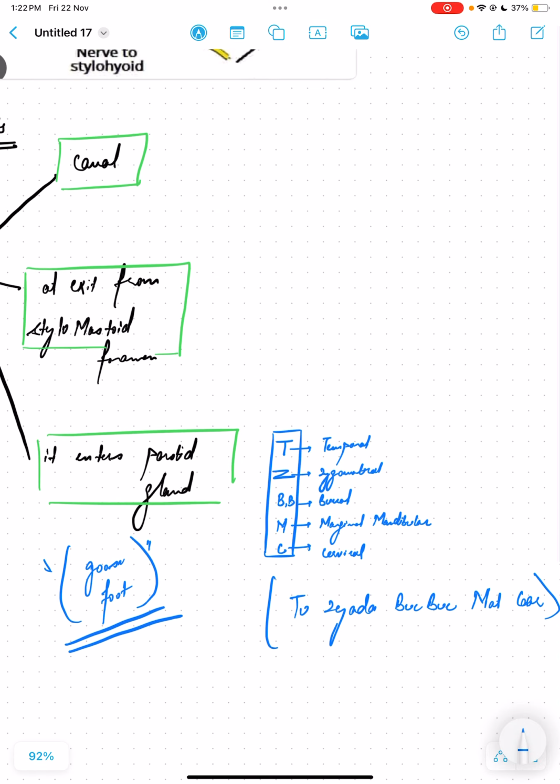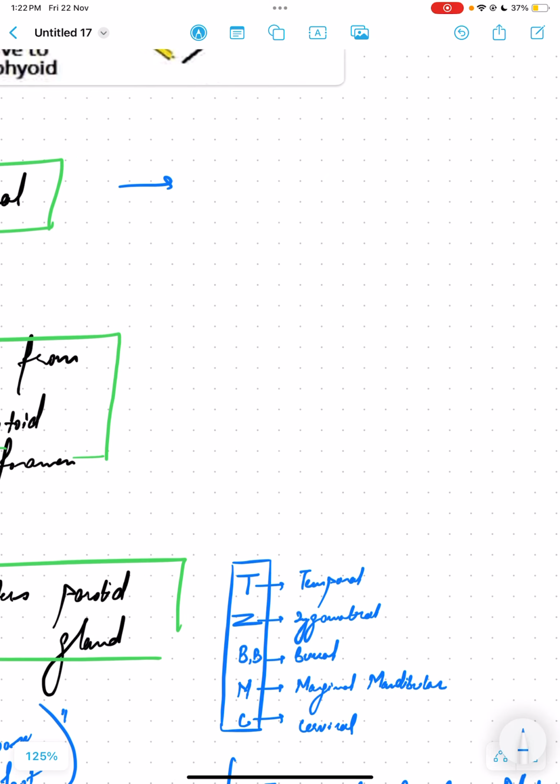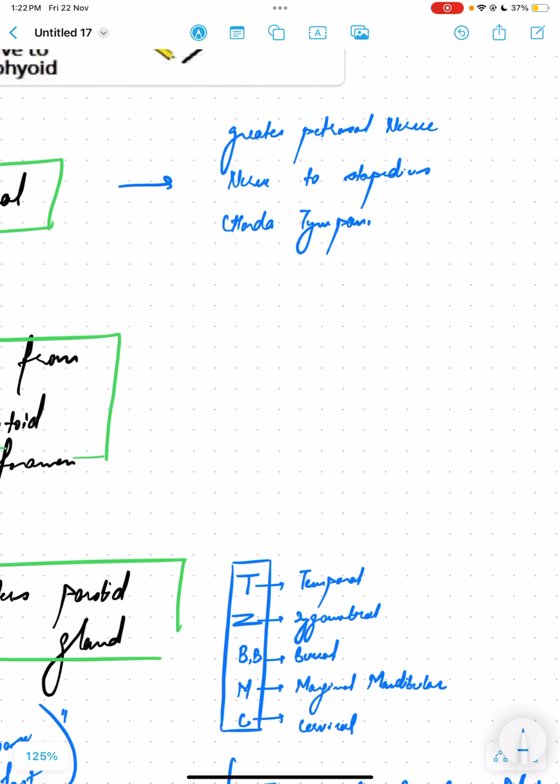That was very simple. Then from the canal, it involves the three branches: greater petrosal nerve, nerve to the stapedius, and chorda tympani, or tympana, whatever you want to call it. From the canal, it involves the greater petrosal nerve, nerve to the stapedius, and the chorda tympani.